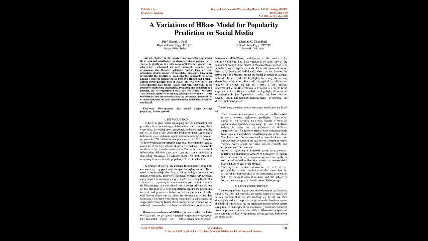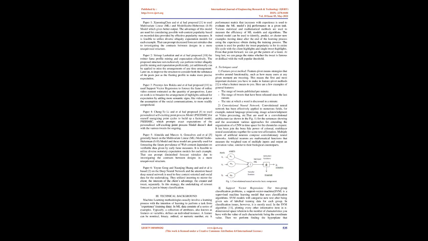HBase comes in two flavors, STBase, which relies on spatial and temporal heterogeneity, and FDBase, which relies on the influence of different characteristics. To be more precise, it helps to guess a single tweet's pattern and whether it will be popular in the future. The interaction enhancement takes into account the real-world situation in which various tweets about the same subject compete and cooperate with one another.